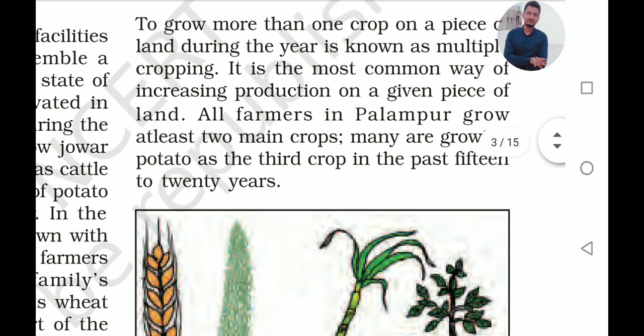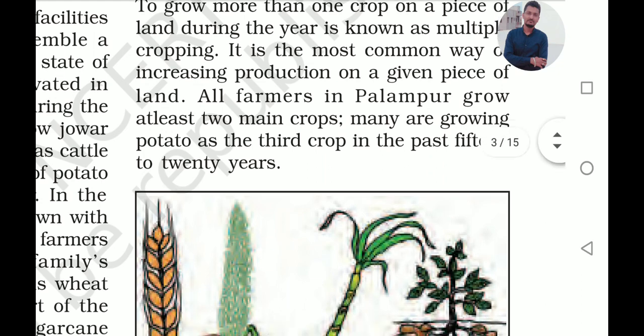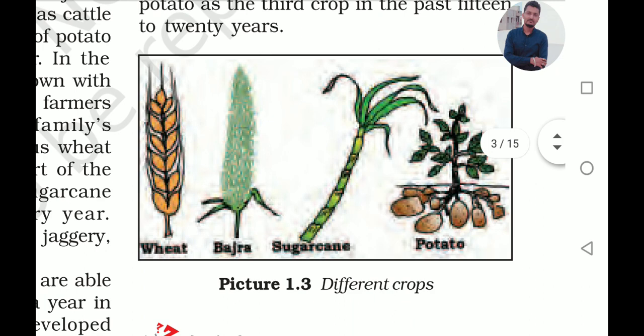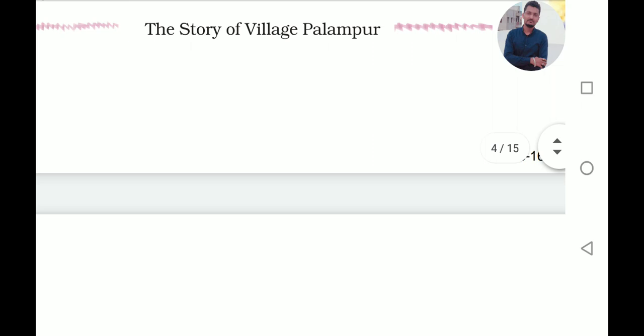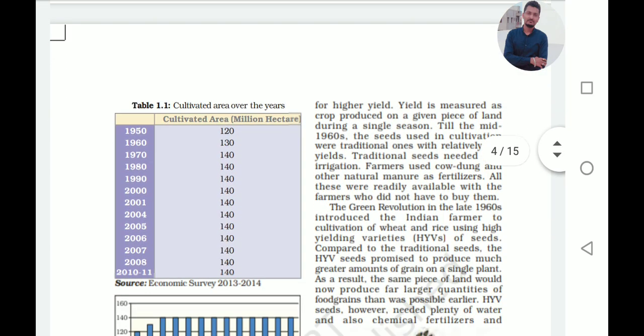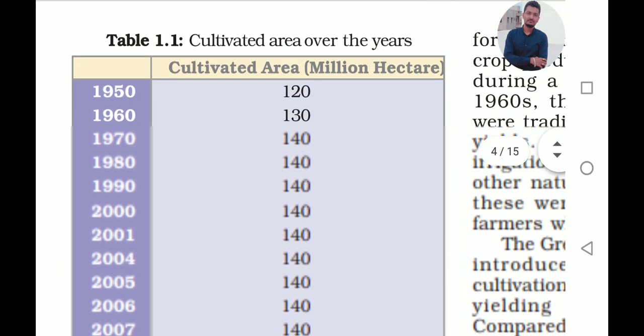To produce more, like irrigation and multiple cropping, there are some more things farmers are using, like growing potato as a third crop in the past 15 to 20 years. Different crops that we discuss, pictures are given here, 1.3. Students, you can see here wheat, bajra, sugarcane, potato. So these are the different crops. Now let us discuss some more things here. 1.1 point table is given.